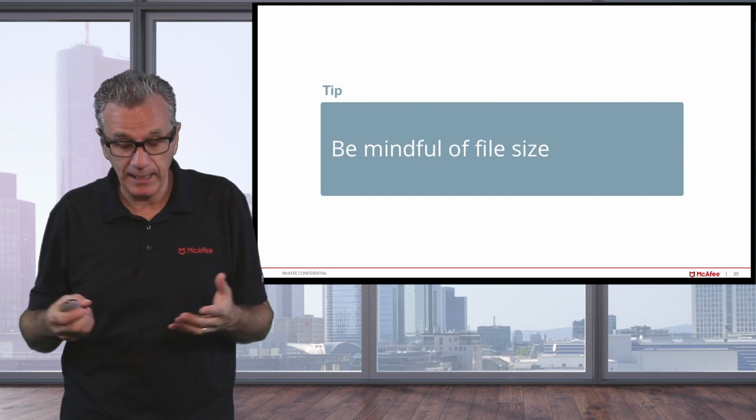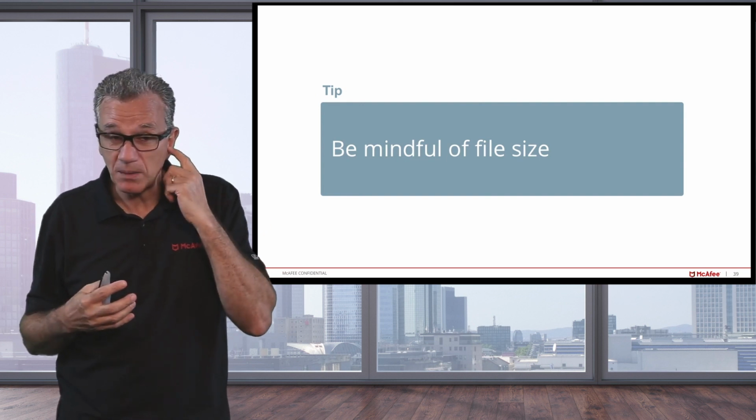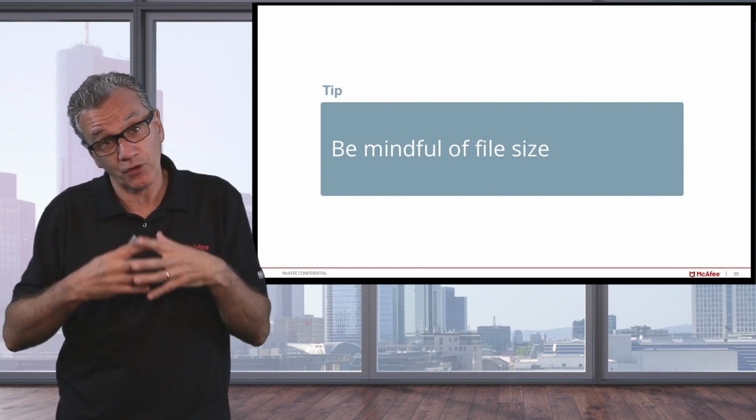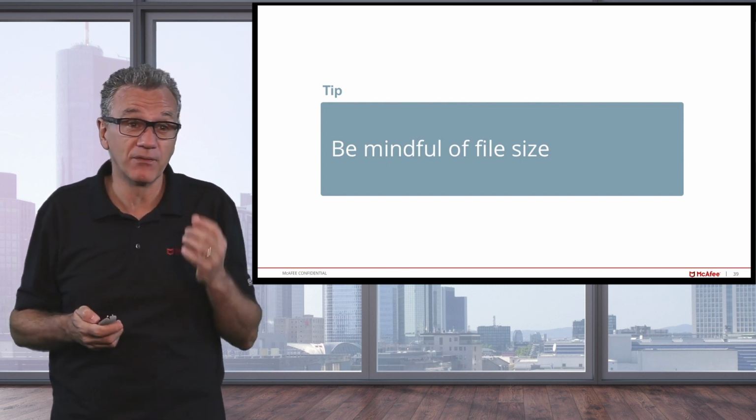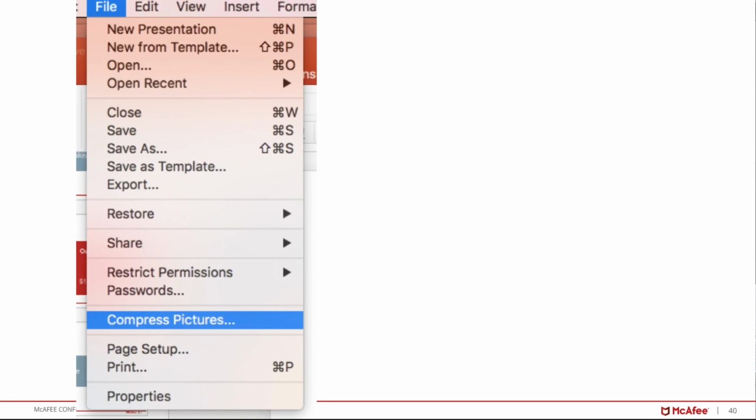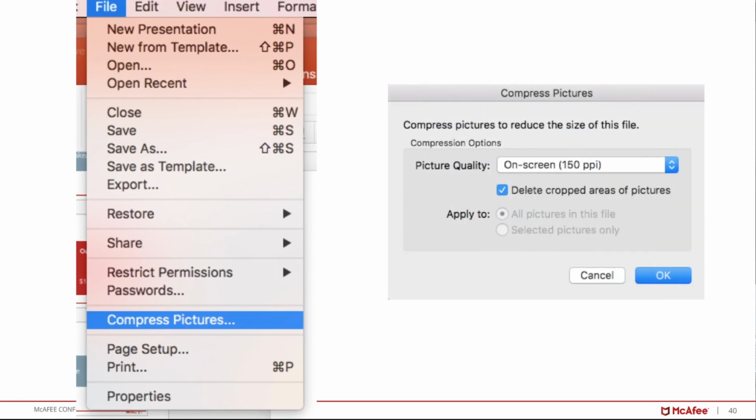Of course, increasingly, we are building complex or rich presentations that may get big in size, so be mindful of that. One thing you can do is to go to File, Compress Pictures, and select On Screen. This will take all the pictures in your presentation and compress them. So, typically you can see sometimes even a 10x reduction in the file size, right?